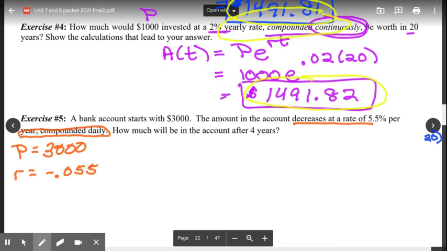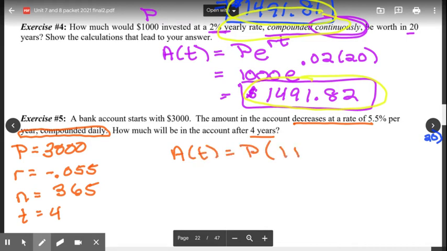So we have a yearly rate, but it's compounded at a different amount. So I need my n. So in a year, compounded daily, it's 365. How much will be in the account after 4 years? So t equals 4. Because we have a yearly rate compounded in a different way, we have to use our periodic compounding formula. P times 1 plus r over n to the nt.